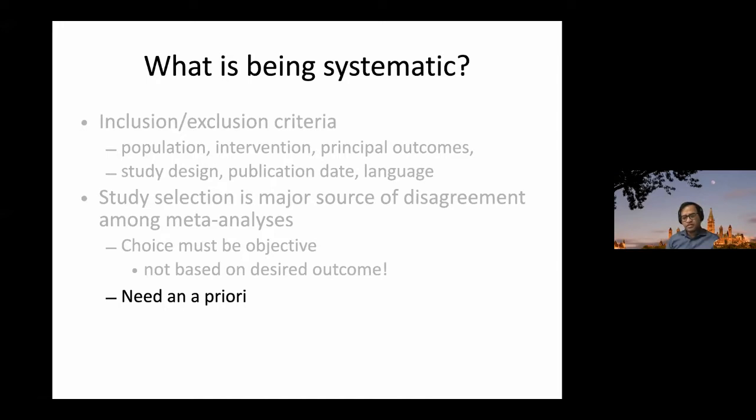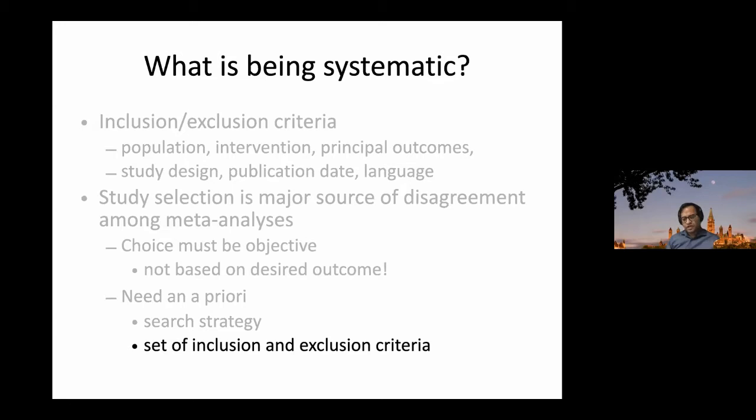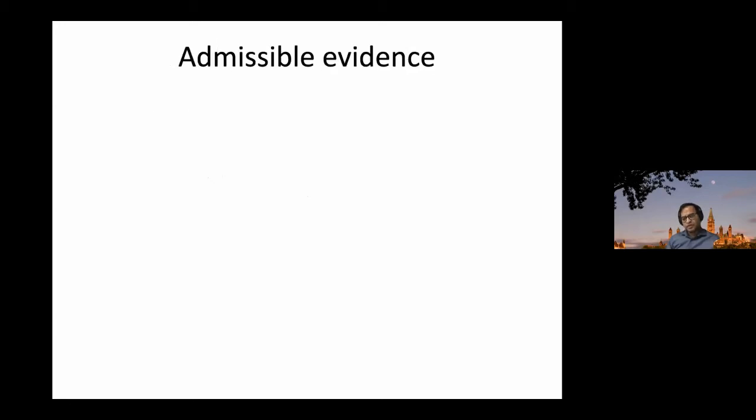So again, that is sort of a check on you to make sure you're not making up stuff after you looked at the data and said, hey, this is the study we want to exclude, so let's change our criteria for that. This applies to the search strategy. It applies to the inclusion and exclusion criteria as well.